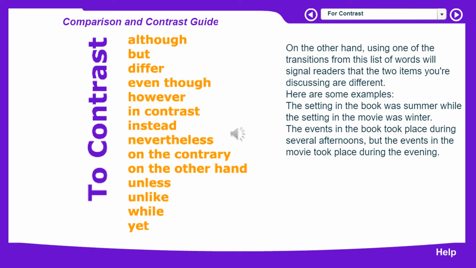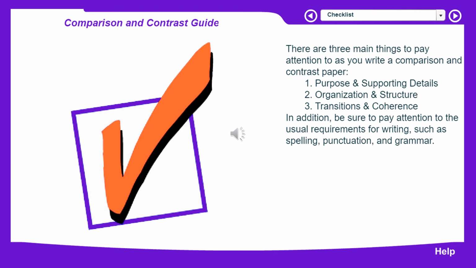Don't worry, you don't need to memorize these. I'll provide a sheet of these for you to go over when you're ready to write. Here are the things that we need to pay attention to as we write a compare and contrast paper. The purpose and the supporting details, the organization and structure, the transitions and coherence. In addition, of course, we're going to pay attention to the usual things like spelling, punctuation, and grammar.